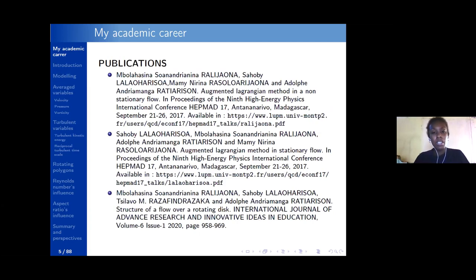About publications, till now I have 3 publications. 2 of them are EPMAD conference proceedings, and one is a publication in the International Journal of Advanced Research and Innovative Ideas in Education.